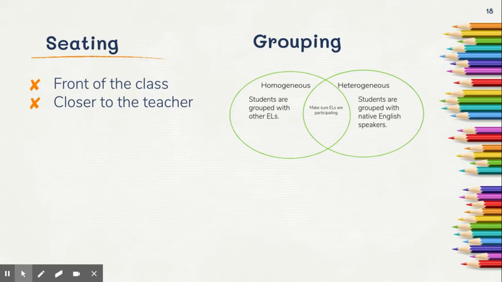You group them together. It makes sure they have support, someone who can translate for them or help them out on their assignments. If you group them where it's heterogeneous, so you're grouping with a native English speaker, this allows them to practice that academic vocabulary that you're teaching in your classroom. Either way, the common goal is to make sure that the ELs are participating.